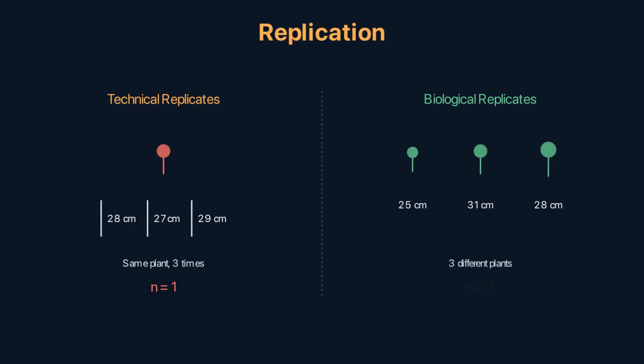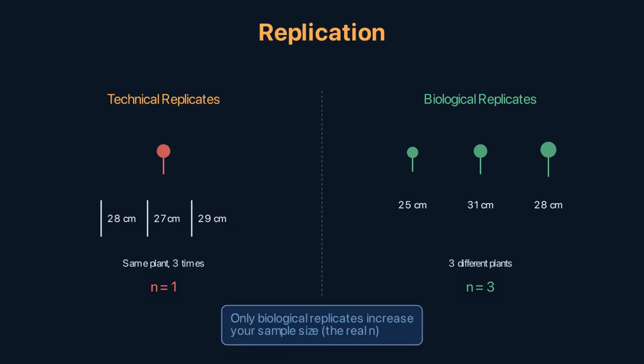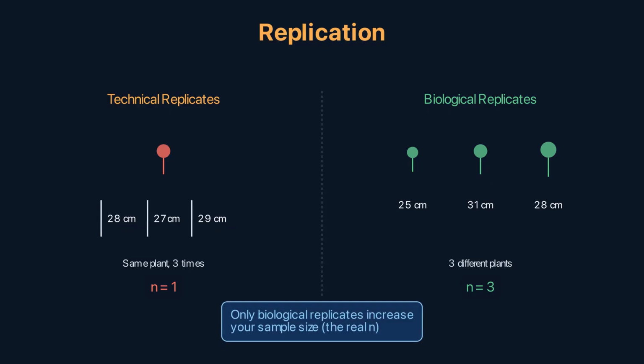In RNA-seq, running the same library 3 times gives technical replicates. Running 3 independent biological samples gives biological replicates. Journals and reviewers care about the biological N, not the technical N.